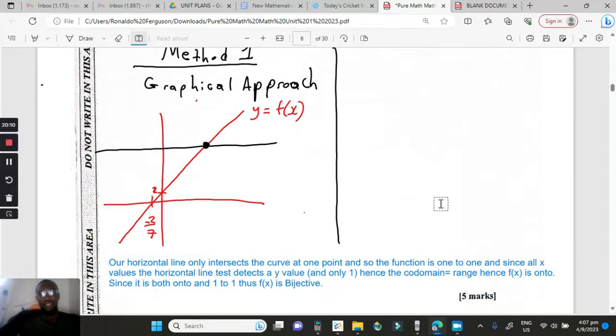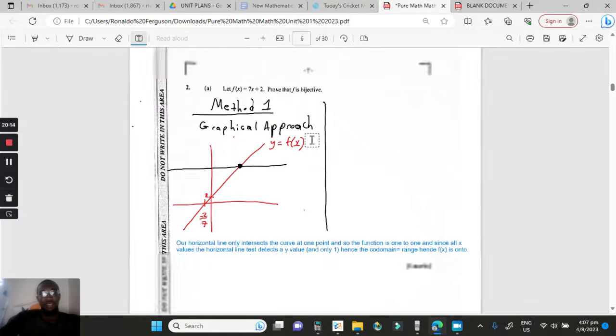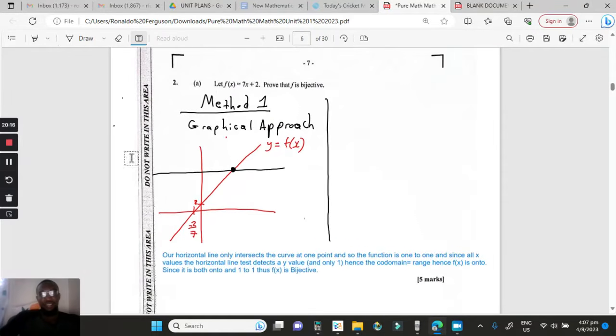So that's it. That's how we prove that it's bijective. Alright? It's bijective. So our horizontal line only intersects the curve at one point. The black line you see right there, that's your horizontal line. I like method 1, they give them a little explanation.